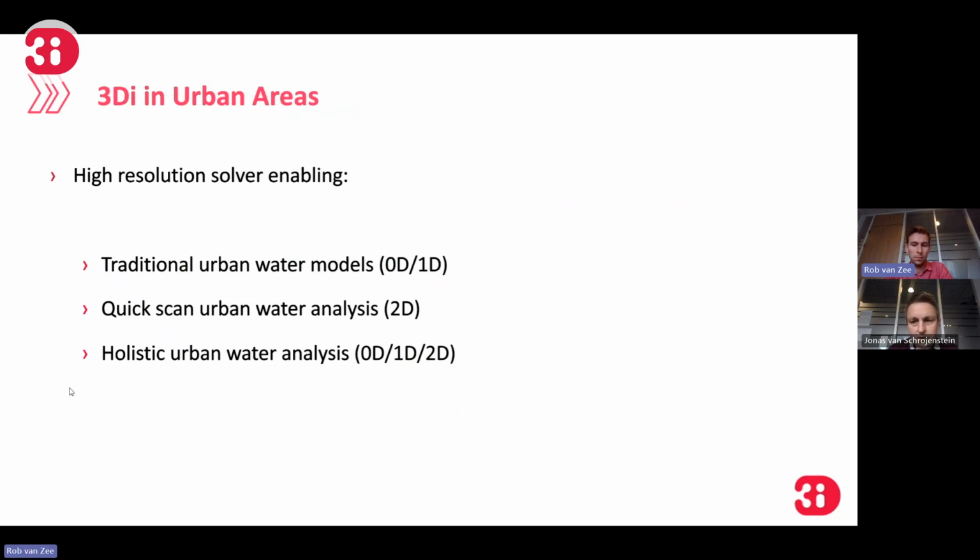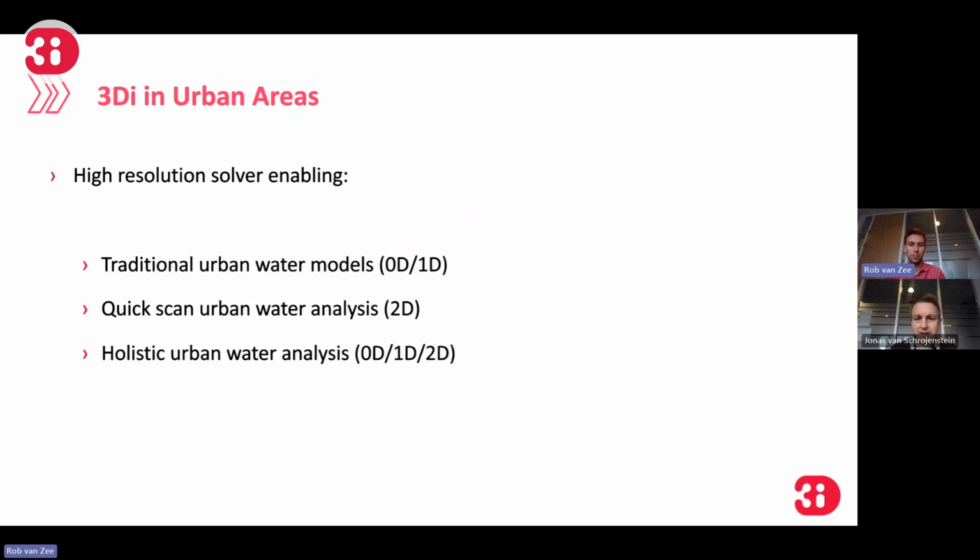So, 3DI in urban areas. How do we solve the models? Basically, we have three options. Well, there are more, but these are the three main options that are being used. First of all, there are the traditional urban water models, where you are looking at a traditional 1D solution with 0D inflow.